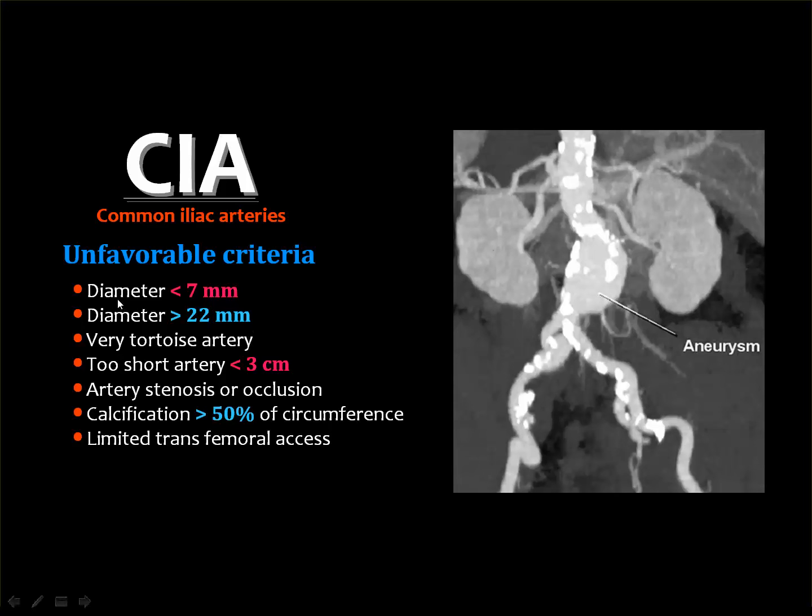If the common iliac artery diameter is less than 7 millimeter or more than 22 millimeter, or very tortuous, or too short, less than 3 centimeter, or there is arterial stenosis or occlusion, or the presence of mural calcification more than 50% of the circumference. And you assess the transfemoral access. The femoral artery where you put your needle should be as healthy as you can get, with no extensive calcification, of course, no stenosis and no thrombosis.